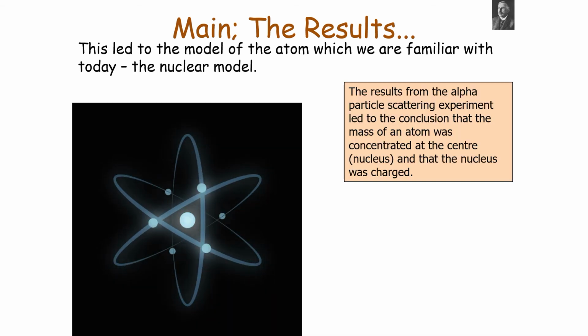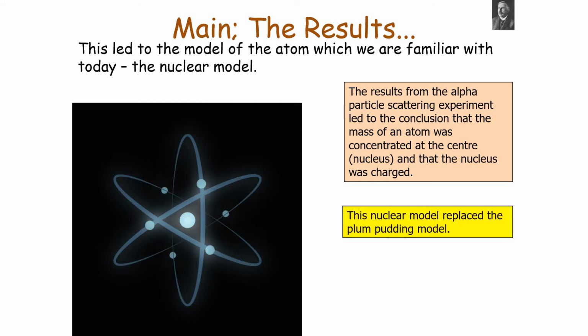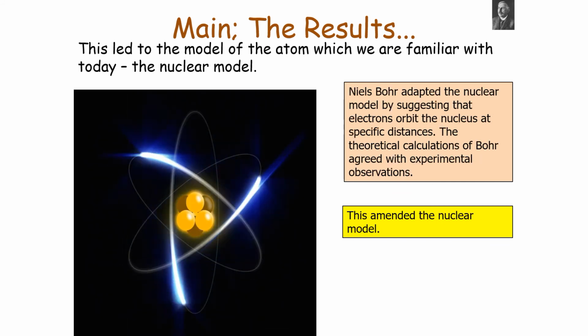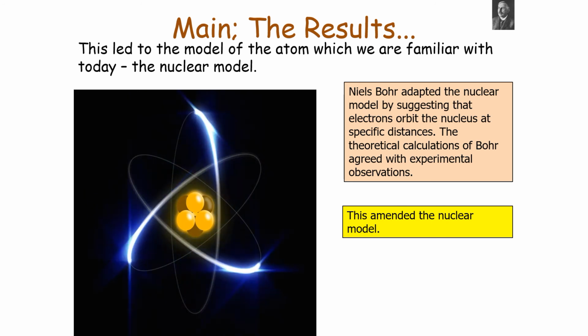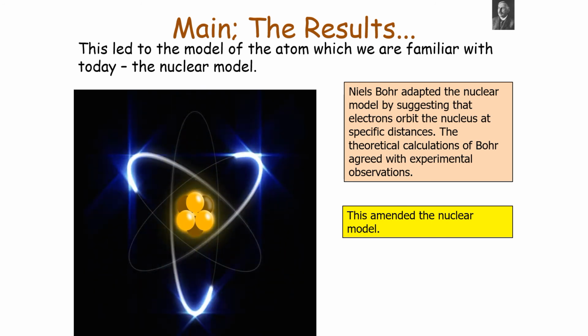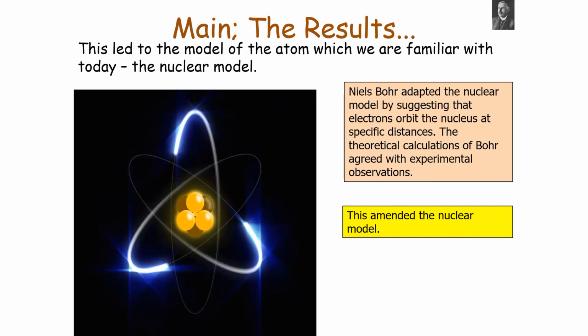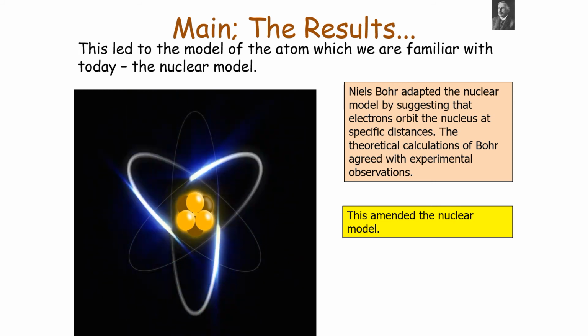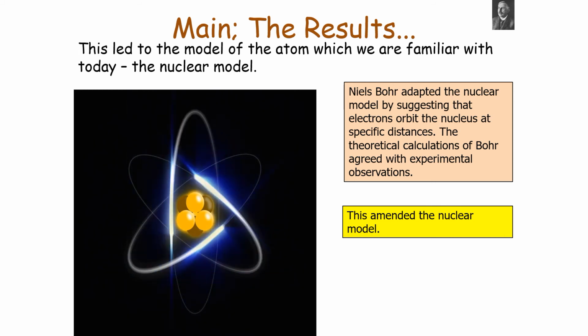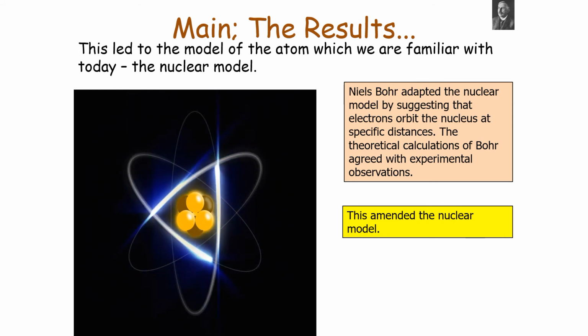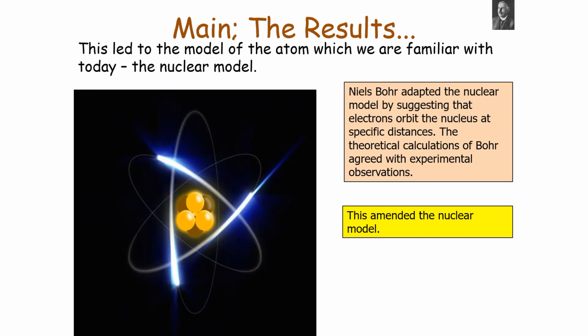Now the results from the alpha particle scattering experiment led to the conclusion that the mass of an atom was concentrated at the centre, in the nucleus, and that this nucleus was charged. So this nuclear model, this planetary model, replaced the Plum pudding model. But then Niels Bohr adapted this nuclear model by suggesting that electrons orbit the nucleus at specific distances, and Bohr theoretically calculated the distances at which they should exist, and this then agreed with experimental observations later made. So this amended the nuclear model.